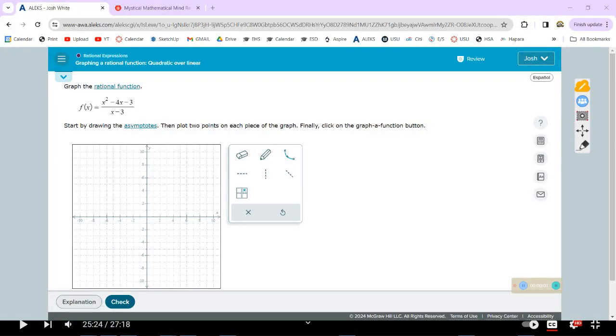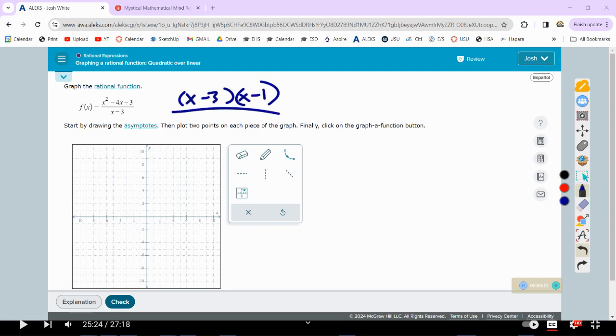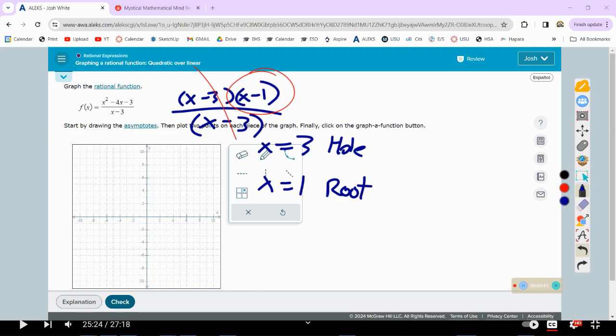This video will cover the last couple problems in 7.4 that we didn't do last time. So if I factor this numerator, I get x minus 3 and x minus 1 over x minus 3. So x equals 3 would be a hole, and x equals 3 is a hole. X equals 1 would be a root because it's on top and it did not cancel.